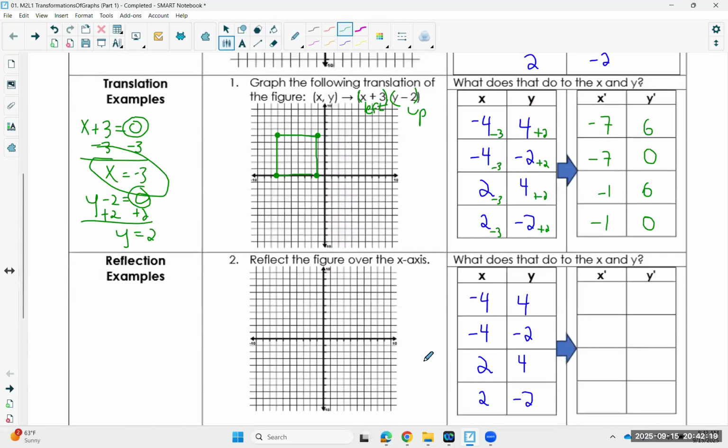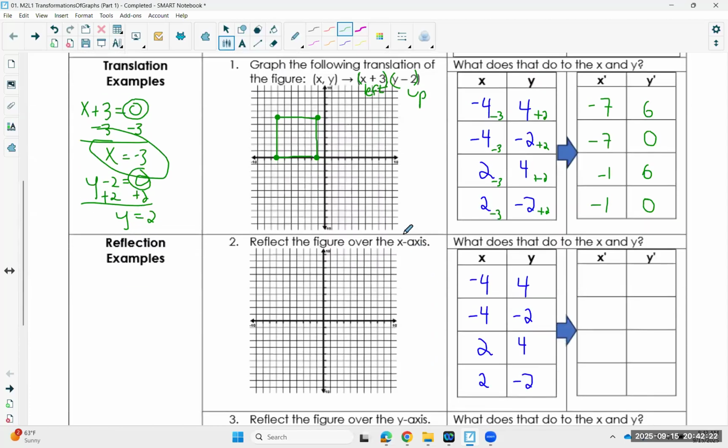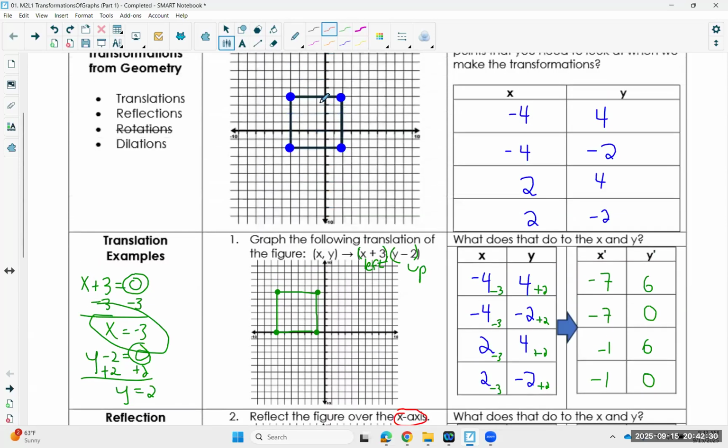Okay, so now it says reflect the same figure over the x-axis, okay? And so to do that, what it's asking you to do is take the original graph and reflect it over the x-axis. Now, what that means is you're actually going to make the y coordinates negative. Now, you may say, well, why is that?